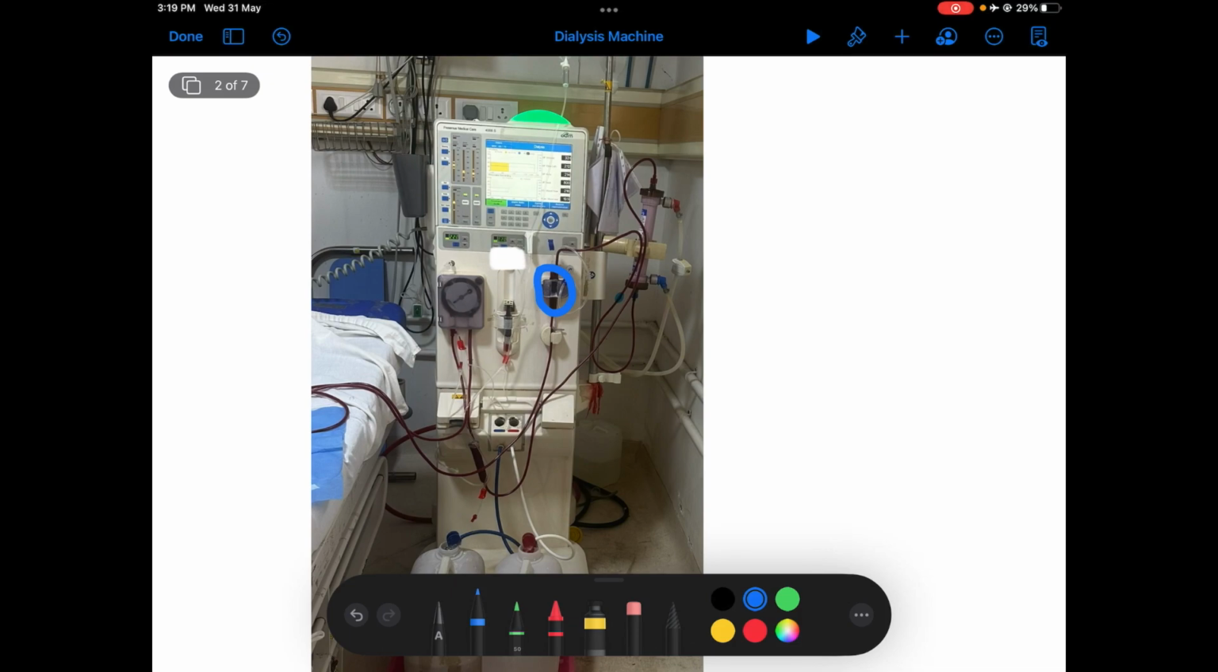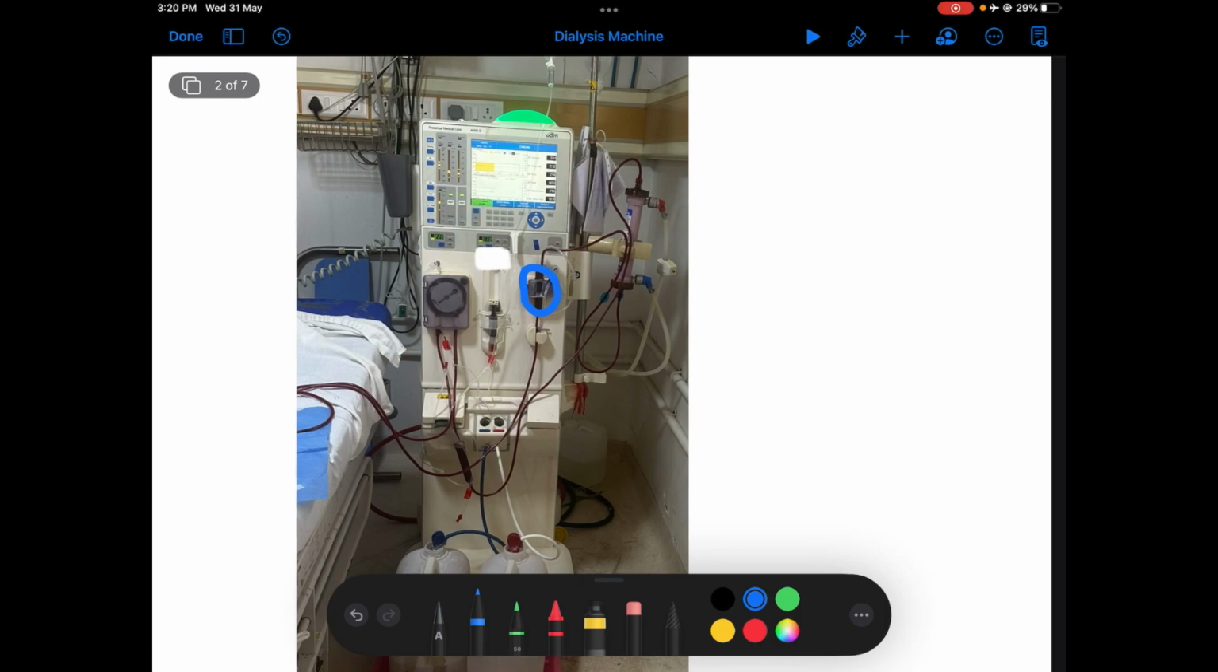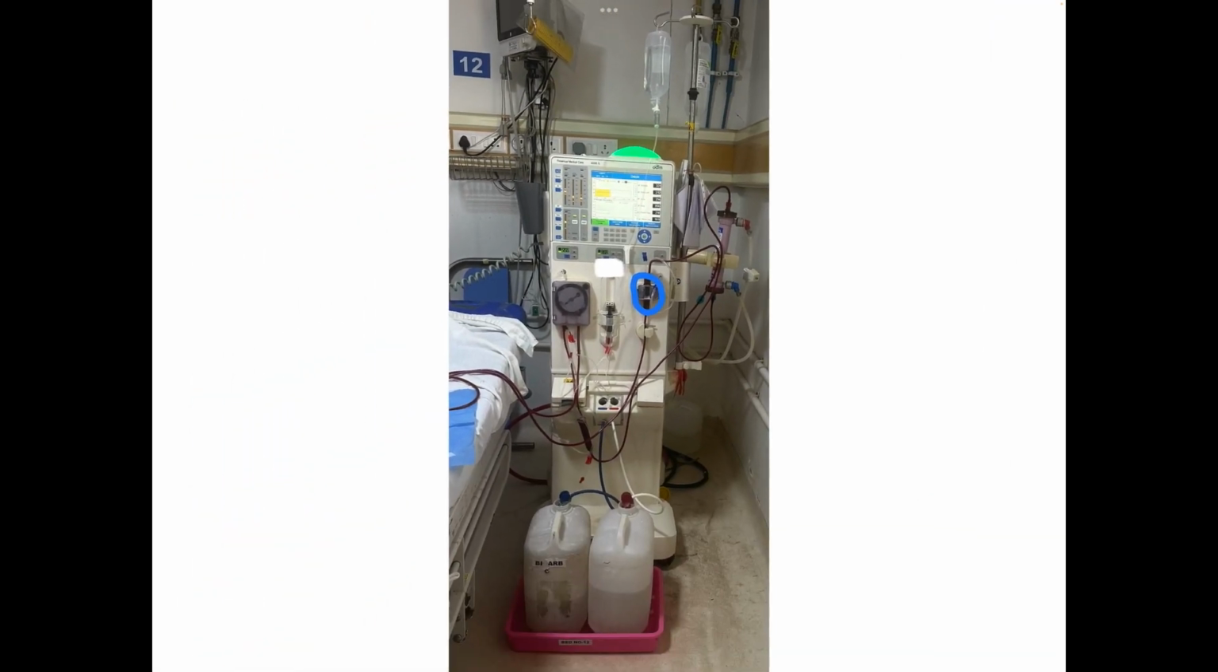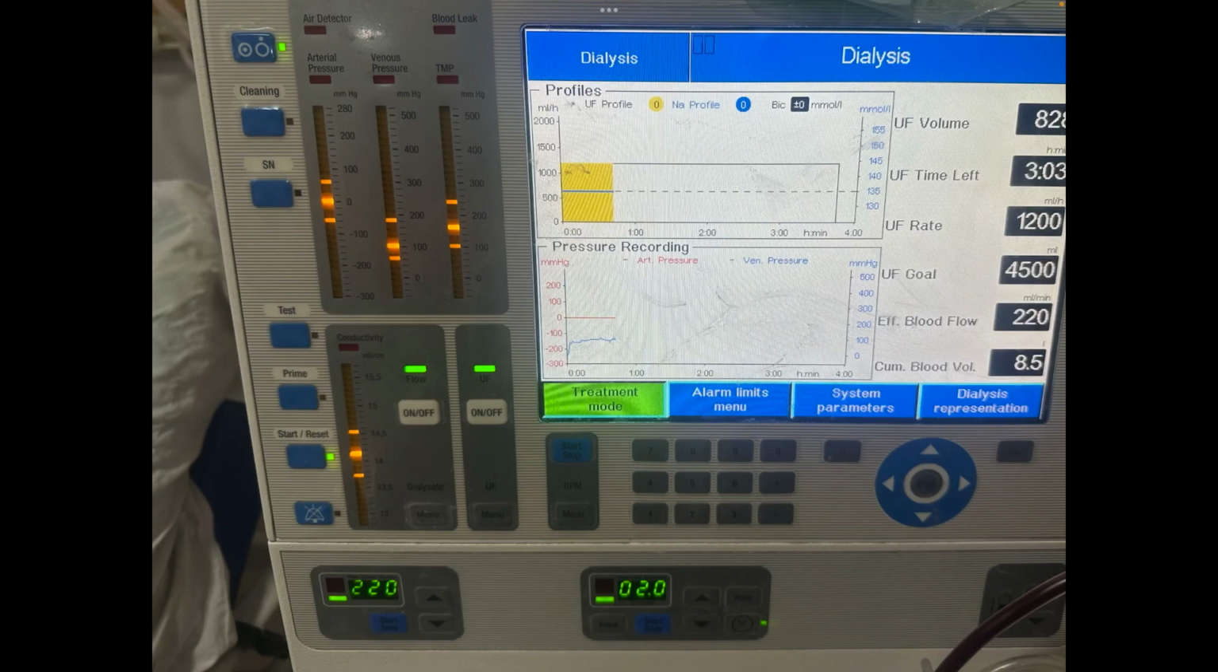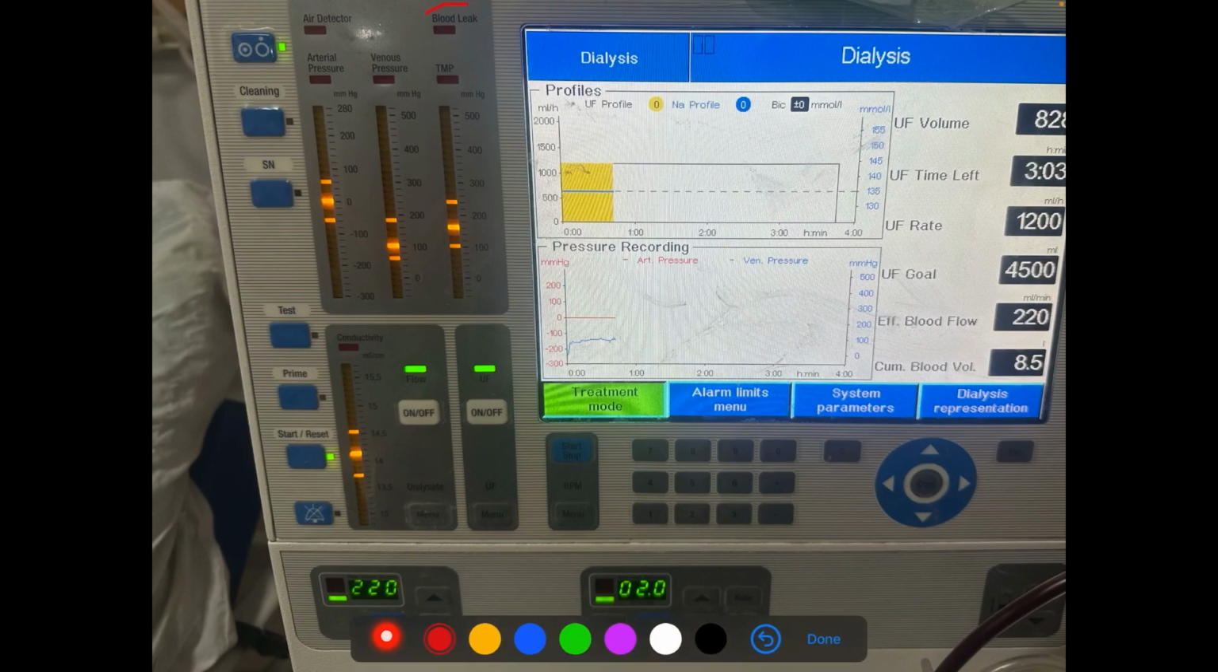Okay, and one more thing I forgot to say here, in the dialyzer circuit there is a blood leak alarm. Okay, if there is any leakage of blood into the RO supply, then it can detect blood in the circuit and there will be an alarm that there is a break in the dialyzer that has led to leak of blood into the RO circuit or the dialyzer circuit. That we can see over here. Here is the blood leak alarm.